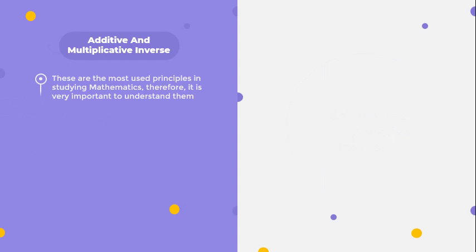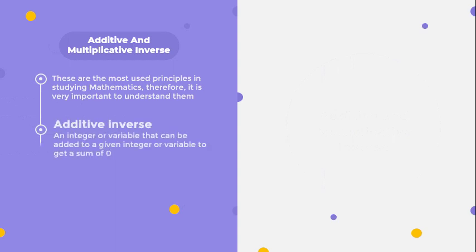Firstly, what is additive inverse? An additive inverse is an integer or a variable that can be added to a given integer or variable to get a sum of 0. So simply put, if you are given a number, or it can be a variable, which means a letter, something that represents the unknown, you look for a certain quantity that when you add the two, the answer should be 0.